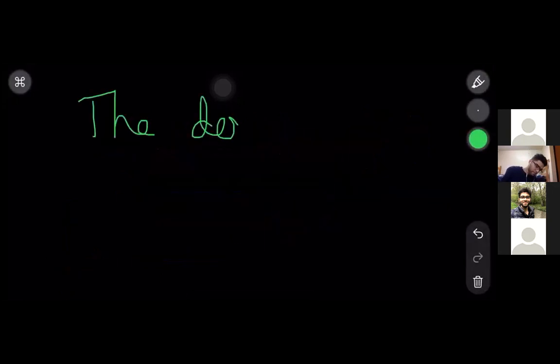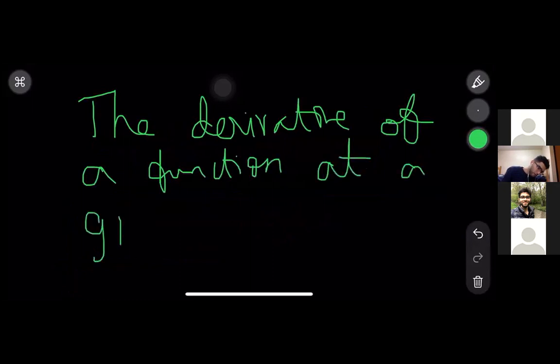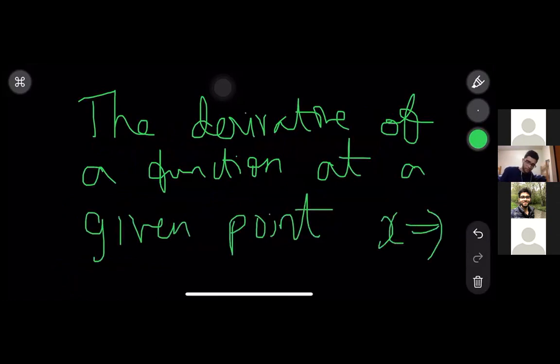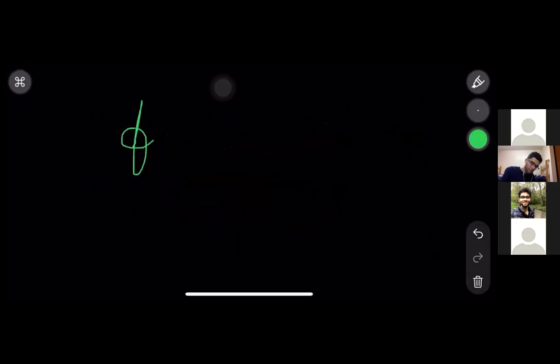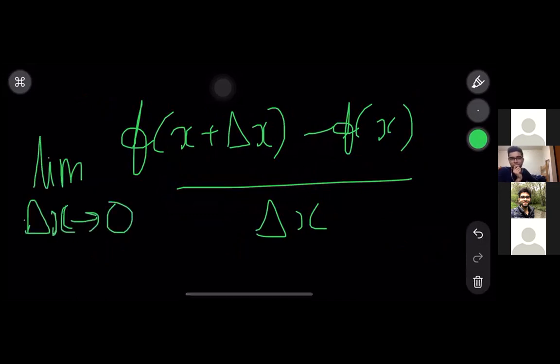So here's your first big definition. The derivative of a function at a given point x is the following. It is f of x plus delta x minus f of x divided by delta x as delta x tends to 0. No matter what the function is.